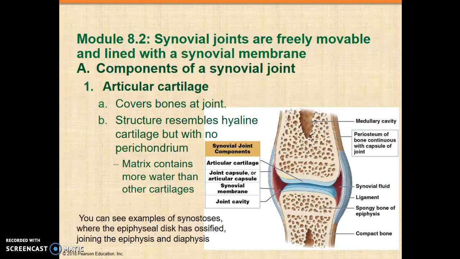Look here at some of the other features of this synovial joint. The periosteum of the bone is continuous with the capsule of the joint. The joint is lined with synovial membrane, which produces synovial fluid. Ligaments are bonding the bones together in this joint. And there is a joint capsule or articular capsule, as well as a joint cavity.